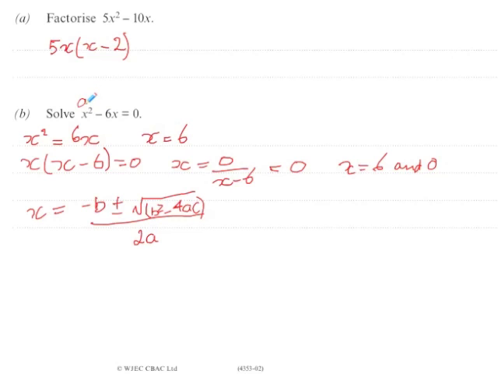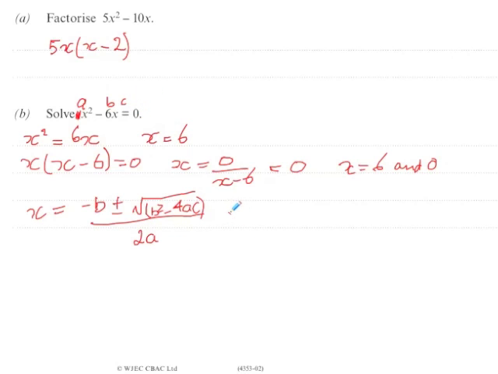Now, this is a, if you've got a constant there, which is basically the same as saying 1x squared, that's going to be a. Minus 6 will be b, and there's no constant there. Well, the constant is 0, so plus 0 equals 0, so c is 0.